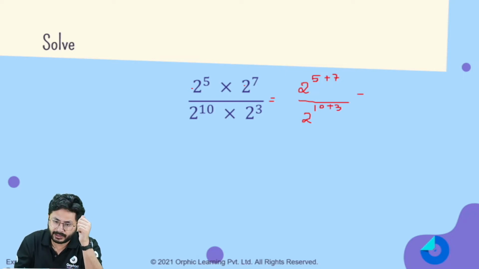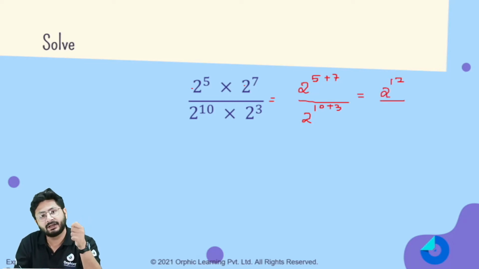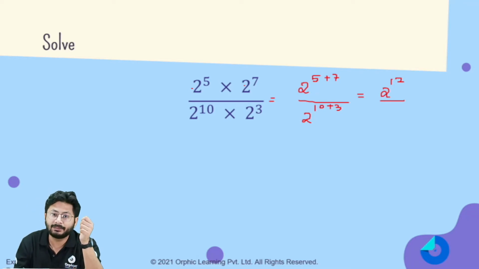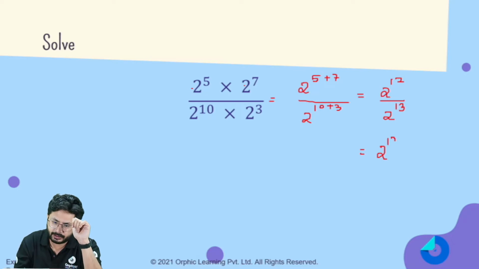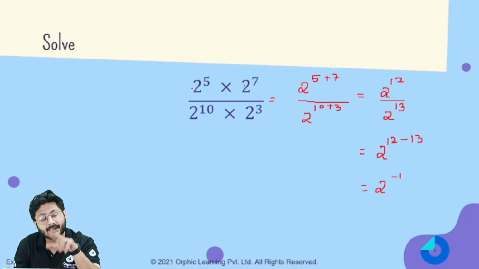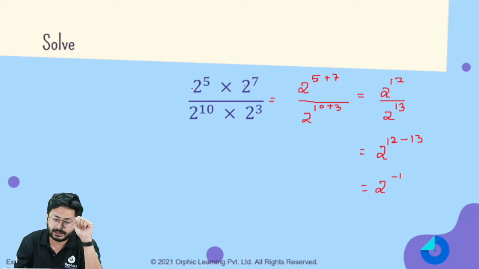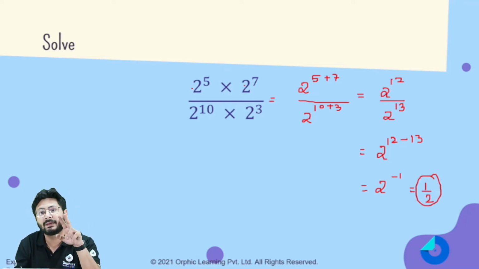Okay, so the numerator will become 2 to the power 5 plus 7, that is equal to 2 to the power 12. Denominator will become 2 to the power 13, 10 plus 3. अभी हमारा third law लगा दो. Okay, third law में क्या है? When the bases are same and two things are getting divided, तो powers को subtract करोगे. So it will become 2 to the power 12 minus 13, which is equal to 2 to the power minus 1. Okay, अभी आप next law में देखोगे कि ये जो 2 to the power minus 1 होता है, that is equal to 1 by 2. वो हमने n to the power minus 1 is equal to 1 by n वो वहां भी देखा था. उसको और अच्छे से fourth law में देखेंगे.